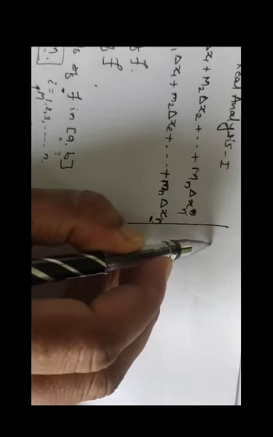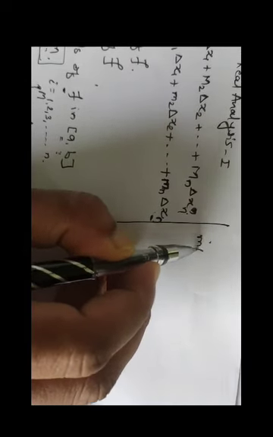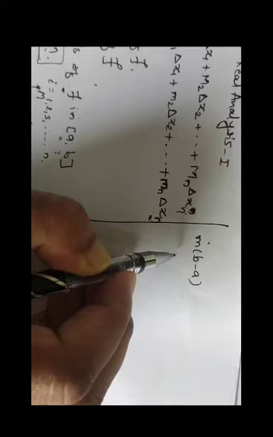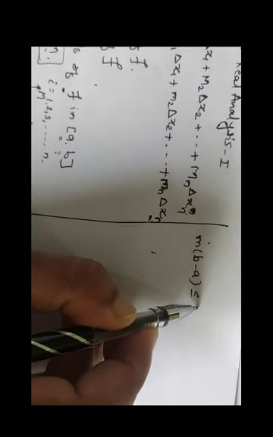So in this way, we get m into (b minus a) is less than or equal to L(P,f), less than or equal to U(P,f), less than or equal to M into (b minus a). Here it is necessary that b is greater than or equal to a.